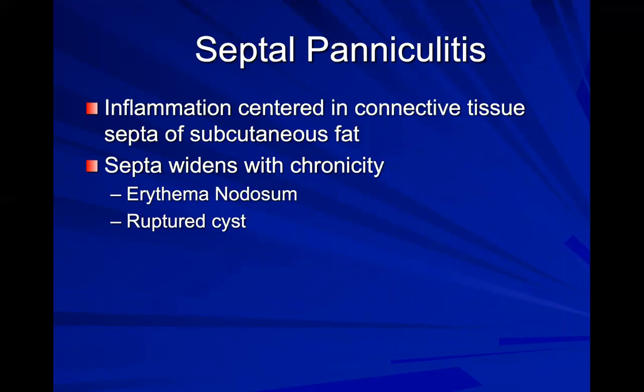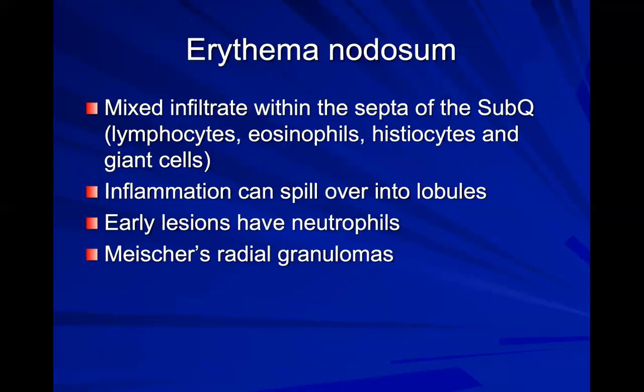Commonly in dermatopathology, we'll see ruptured cysts, and those can also cause a septal panniculitis. But for purposes of boards testing, they're probably not going to quiz you on a ruptured cyst causing a septal panniculitis. So erythema nodosum is kind of the prototype for this pattern of inflammation. You'll see different inflammatory cells depending on the stage of the lesion. So early on, you're going to see a lot of lymphocytes and eosinophils, and later on, you're going to start to see a lot of histiocytes and giant cells.